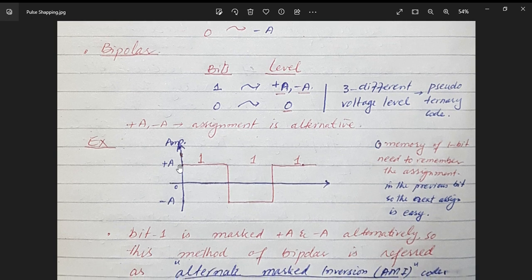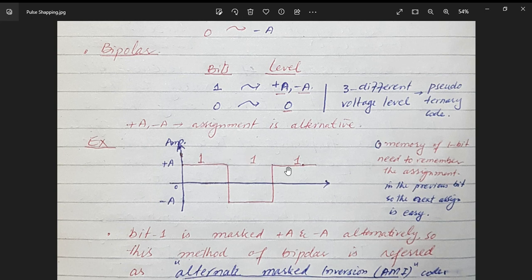For example, if your data is 1, 1 and then 1, and you need to give the assignment: for the first, you assign positive A. For the next one, you need to assign negative A, and for the next one, positive A. So what does that mean? It means you need one bit of memory, so that when you are assigning the next level, you know the previous assignment, either positive A or negative A. If the previous assignment is positive A, then the next assignment will be negative A, and this only happens if there are consecutive ones.